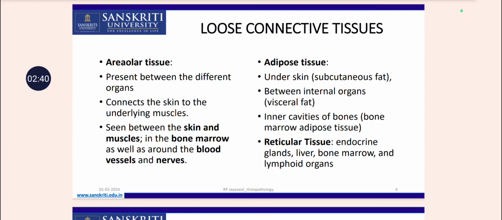So next one is adipose tissue. This is basically found under the skin or between internal organs. Sometimes they are also found in the inner cavities of the bone. That is basically the marrow adipose tissue. And the third one is the reticular tissue, where this type of tissue is found in the endocrine glands, liver, bone marrow, and lymphoid organs.